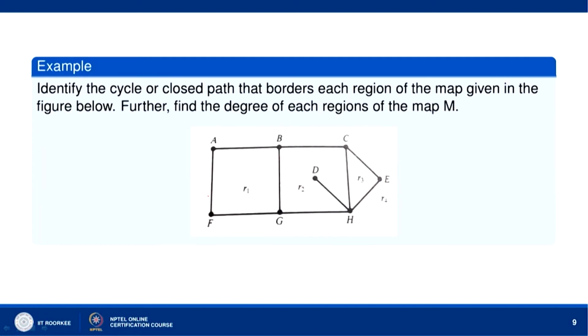Now, identify the cycle or closed path that borders each region of the map given in the figure below. Further, find the degree of each region of the map. So, let us first find for R1 what is the cycle. Cycle is ABGFA. For the region R2 we have a closed path, because DH is contained in the region R2. So, it is a closed path, it is not a cycle.